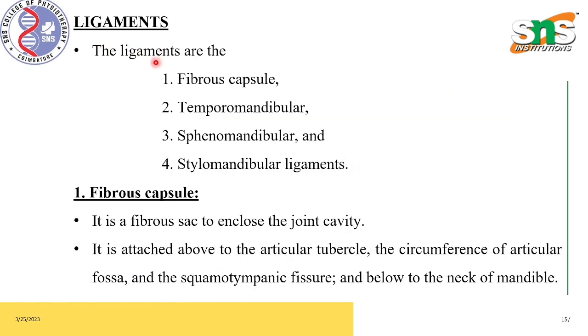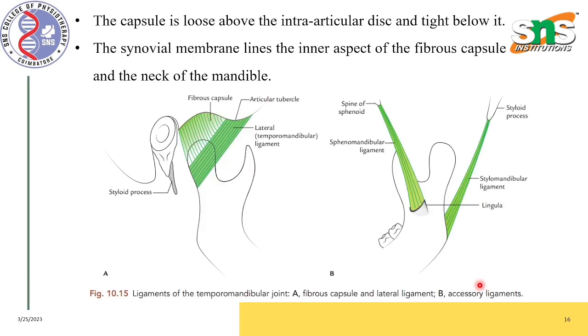Coming to the ligaments, the ligaments of your temporomandibular joint include your fibrous capsule, temporomandibular ligament, sphenomandibular ligament, and stylomandibular ligament. So the first one is your fibrous capsule. The fibrous capsule is a fibrous sac that encloses the joint cavity. It is attached above to the articular tubercle, the circumference of the articular fossa and the squamotympanic fissure, and below to the neck of the mandible.